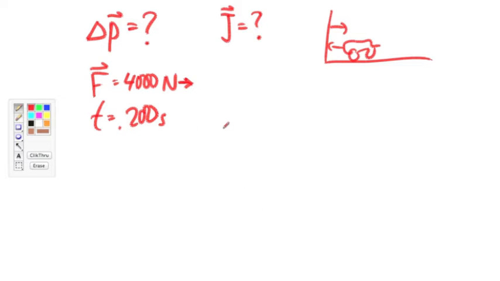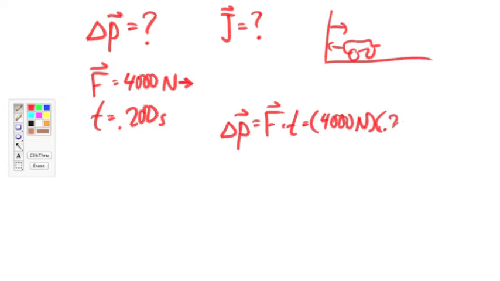And so if impulse is our unknown, we can just apply our basic formula here and say force times time, 4,000 newtons, times our 0.2 seconds, and that gets me an impulse of 800 newton seconds to the right. The direction of the impulse is the same direction as that of the force.